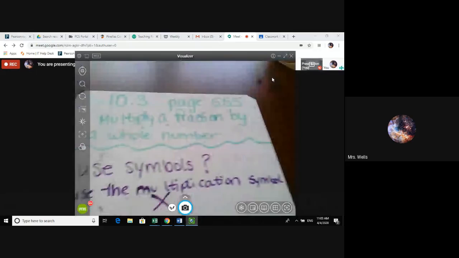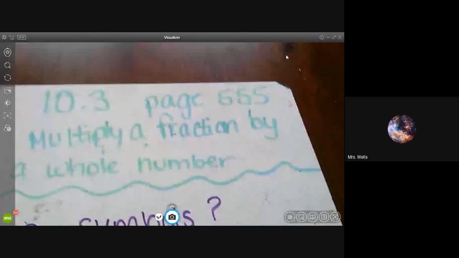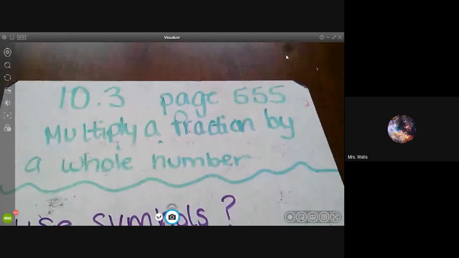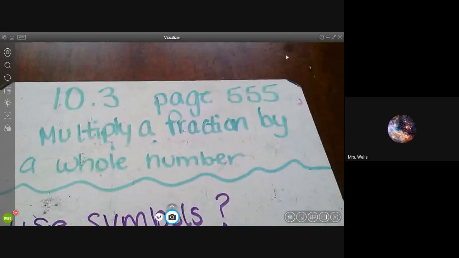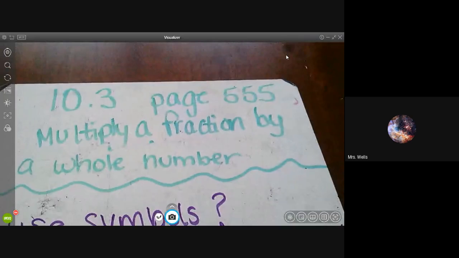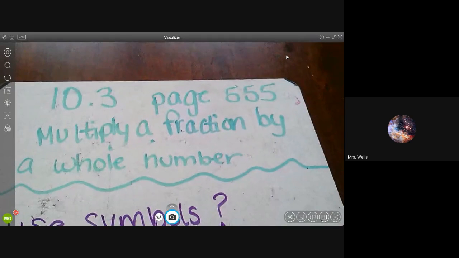So today we are going to talk about topic 10, lesson 3, and it can be found on page 555 of your math book. And what we are focused on today is multiplying a fraction by a whole number.